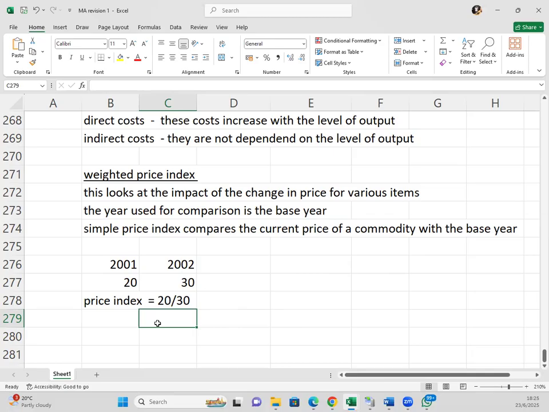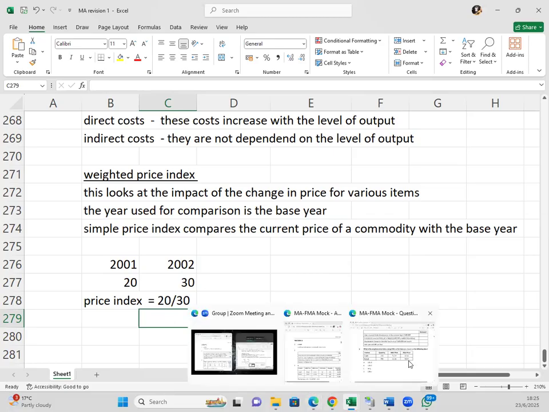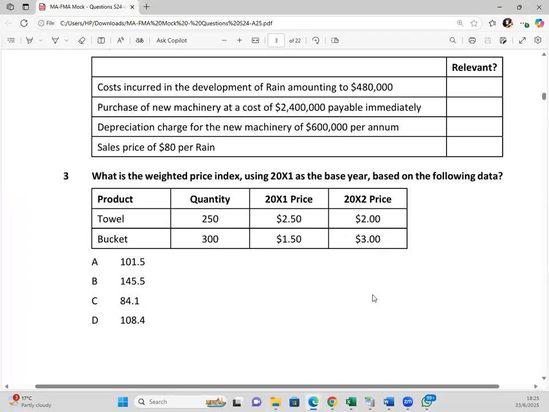Let's move on. In this question, the question is saying calculate the weighted price index. The first step here, let's go to the question and understand the question more first. Can you read the question and maybe analyze it? Then we work through it together. We are given the prices and the quantities. In this case, 20x1 is our base year.